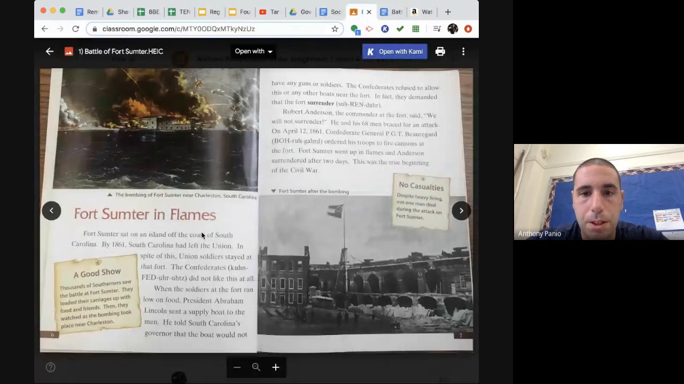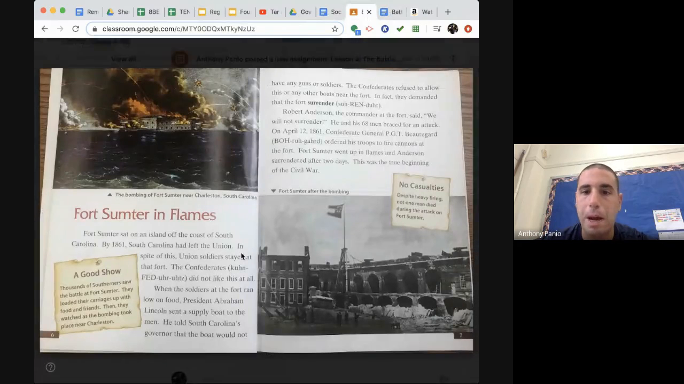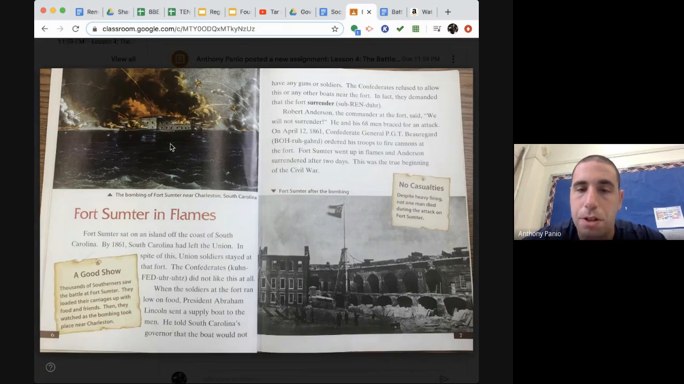Since it's a Confederate state, in spite of this, Union soldiers stayed at the fort. The Confederates did not like this at all. Even though South Carolina was a Confederate state, a Southern state, the Union had their soldiers in a Confederate state and they stayed at this fort.